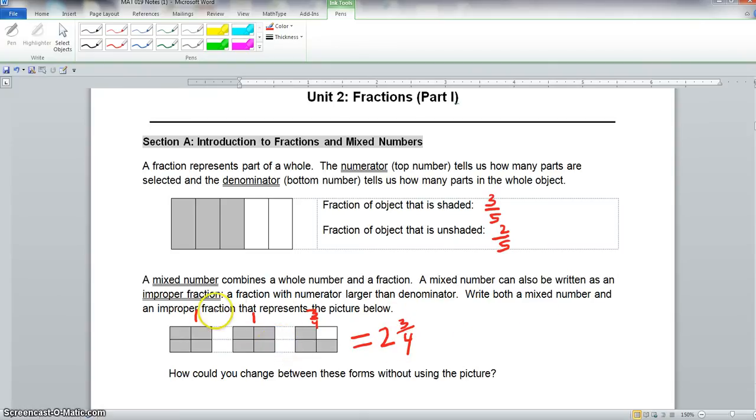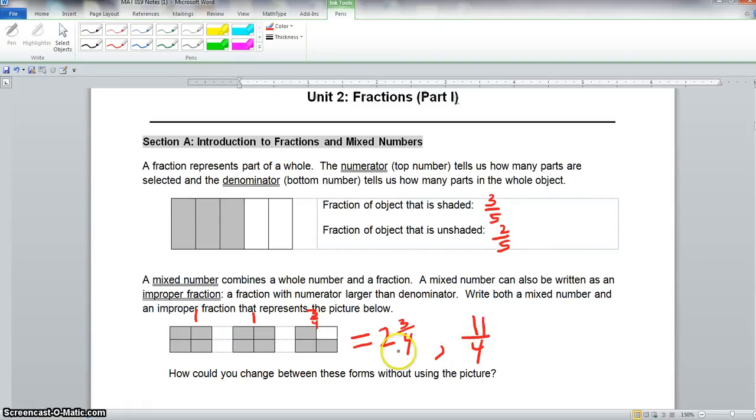Now, if we want to write this as an improper fraction, because we were asked to write it both as a mixed number and improper fraction, our denominator will remain 4, because all of these are cut into parts of 4. And then we will count how many parts are shaded. We have 1, 2, 3, 4, 5, 6, 7, 8, 9, 10, 11. So our numerator would be 11.